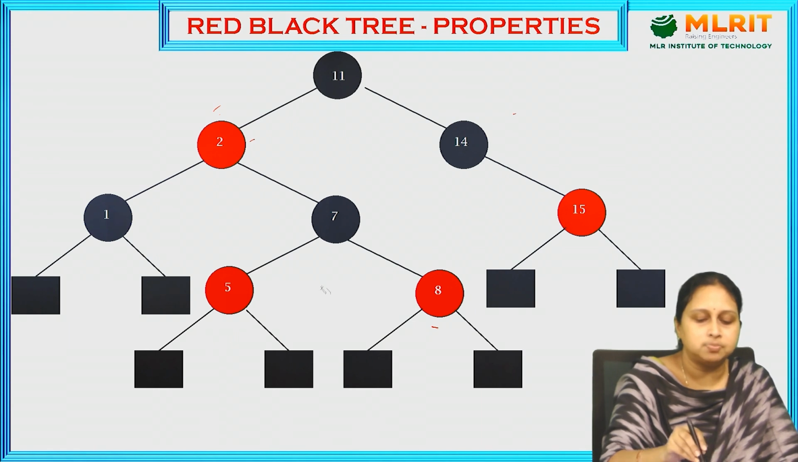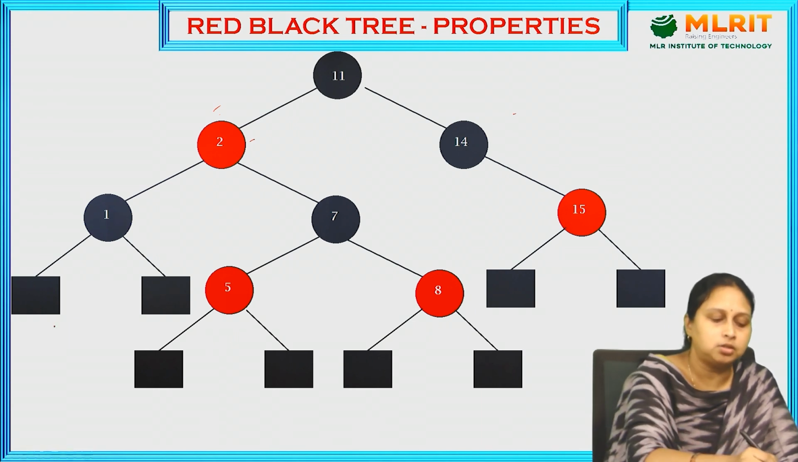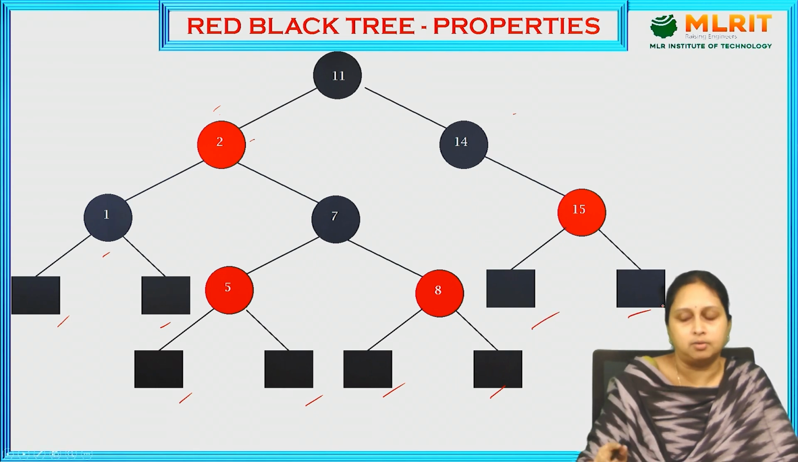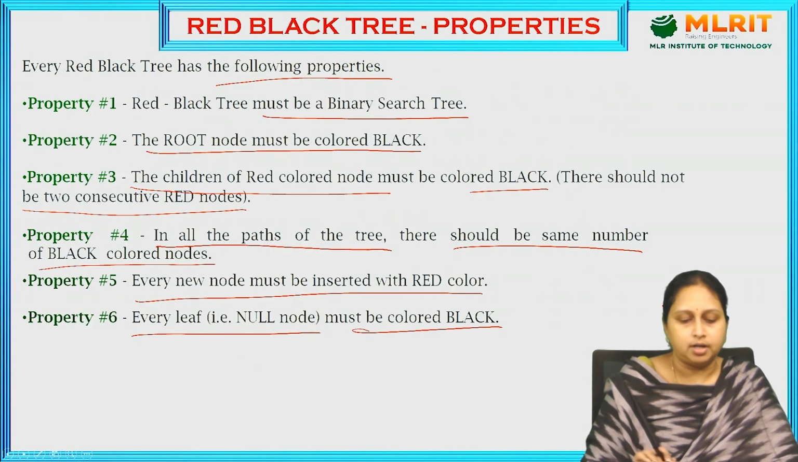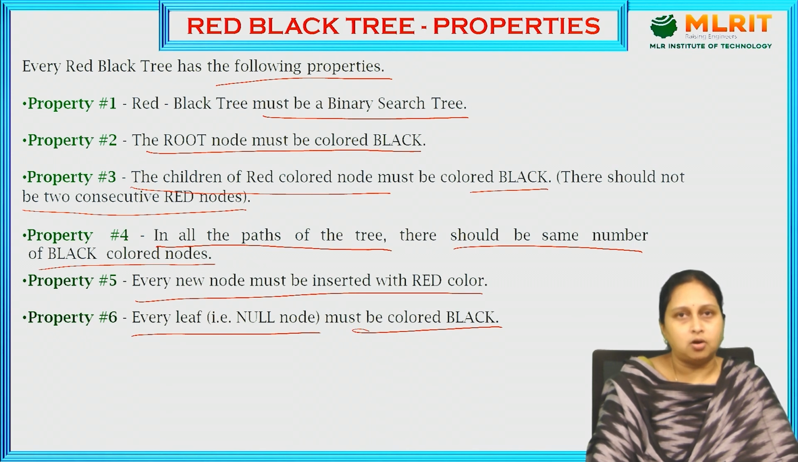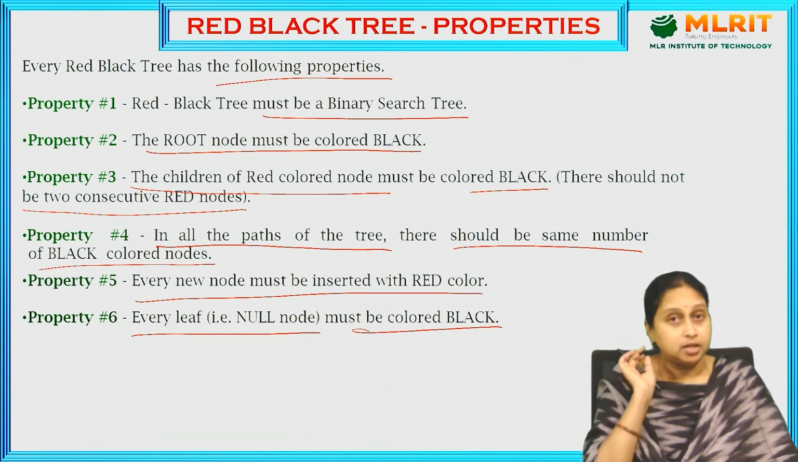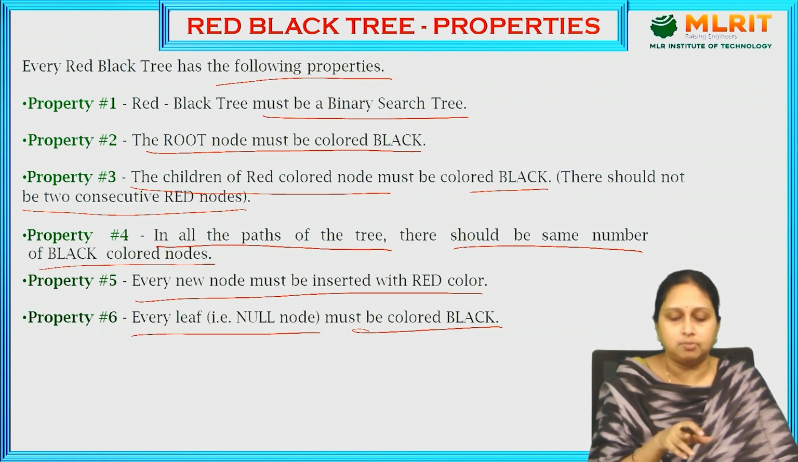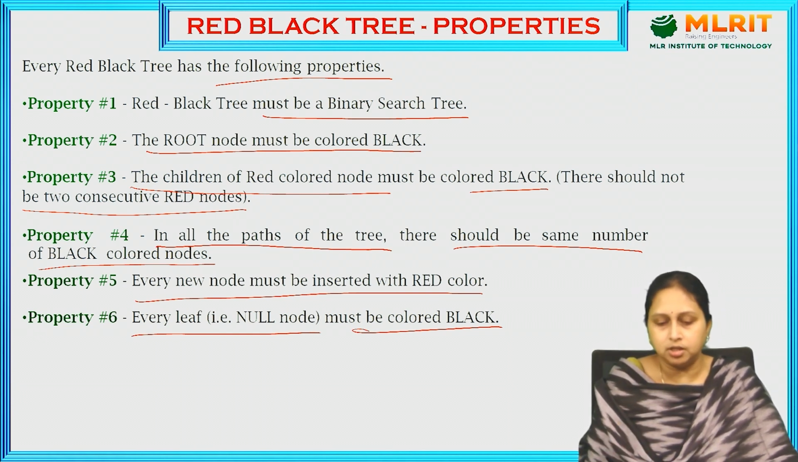Then you have one more. All child nodes must be null nodes. These are the child nodes. All null nodes will be filled with black color. And a new node which is going to be inserted will always be in red color. When we perform the construction of a red-black tree, we will see how we insert a new node.